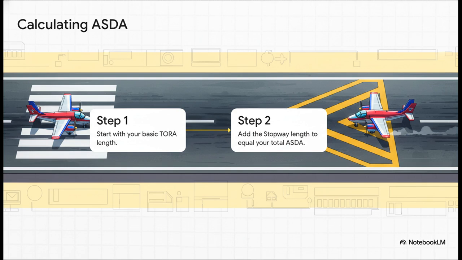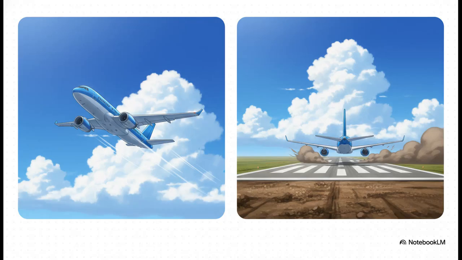ASDA, or Accelerate Stop Distance Available. Just like TODA, it's a super simple addition problem. Your ASDA is your basic TORA length plus the length of the stopway. It's the total distance you have to accelerate the plane, recognize an emergency, pull that throttle back, and brake safely to a complete stop on a prepared surface. Let's actually compare the physical differences between these two runway additions. Clearways are essentially airspace at the upwind end. They're for flying up into clear air during your initial climb. Stopways, on the other hand, are strictly on the ground. They are prepared surfaces meant for braking hard during an abandoned takeoff. So one is for flying over, and the other is for rolling on.